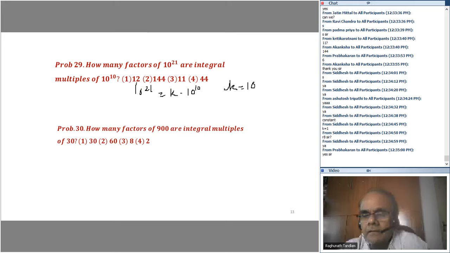Are you clear now? That's what I'm explaining. Madhabi, Lata, are you clear? Or do you want the previous one to be explained? Are we clear here? No, 3 power 10. What are the factors of 3 power 10? 3 power 0, 3 power 1, 3 power 2, 3 power 3, 3 power 4. Are you clear?